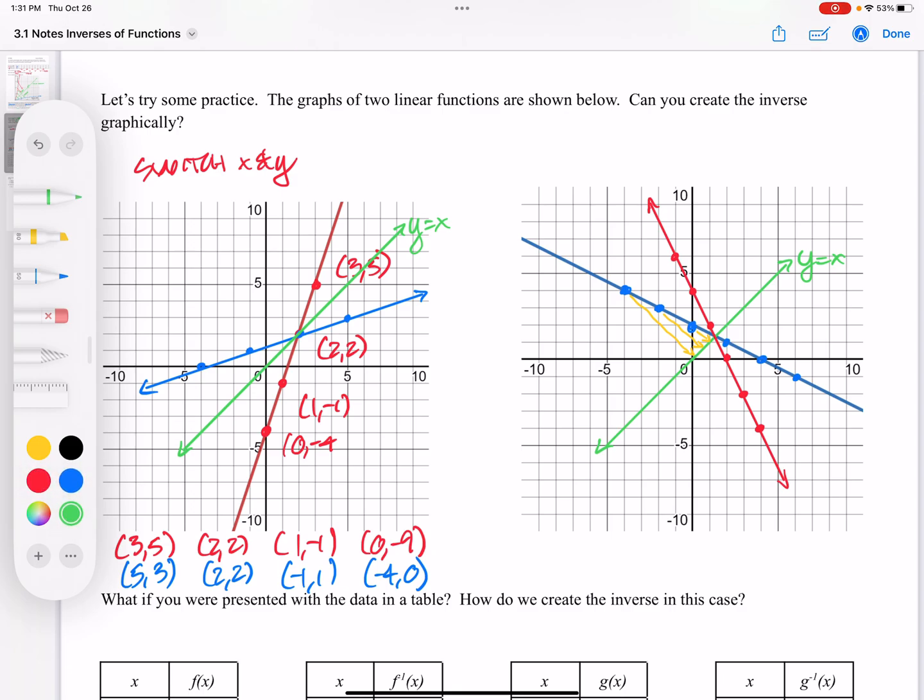All right. Last thing we'll talk about is the slope of these lines. What is the slope? So let's look at the slope of these functions. Remember that slope is rise over run.